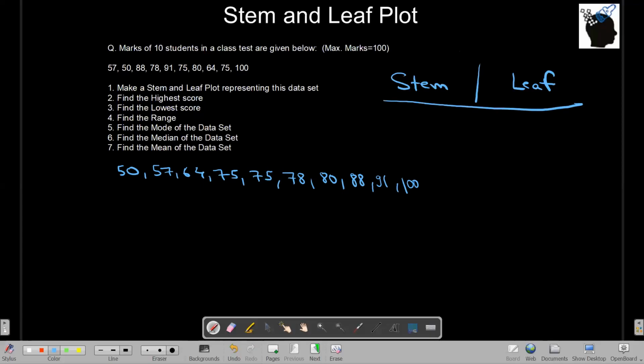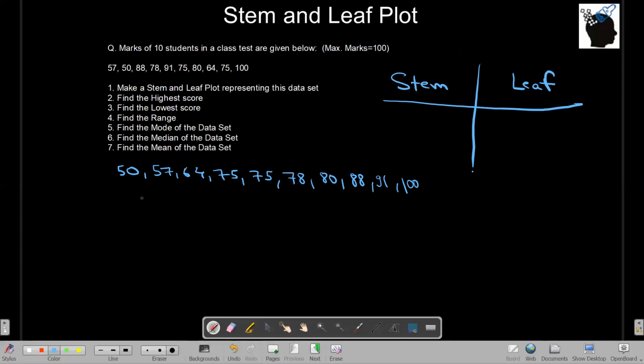What happens in a stem and leaf plot is the leaf part always comprises of the units data or the units digit in the data set. And the stem part has the tens digit or any digits apart from the units digit in the data set. So let's quickly go ahead and start plotting these numbers in a stem and leaf plot. So let's start with 50.